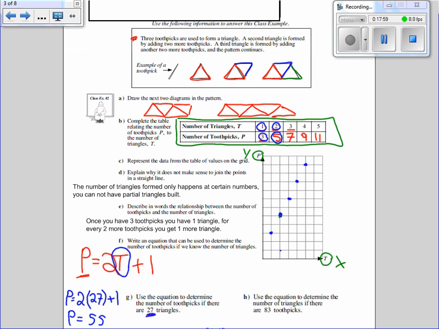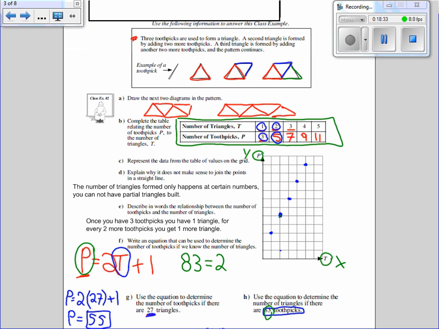Alright, H. Now H is going to be the other way around, where they've told you how many toothpicks you have, and they want you to try to figure out how many triangles you would get. In this case, instead of telling you T, they've told you P. So we need to replace P with 83. So you have 83 equals 2T plus 1.